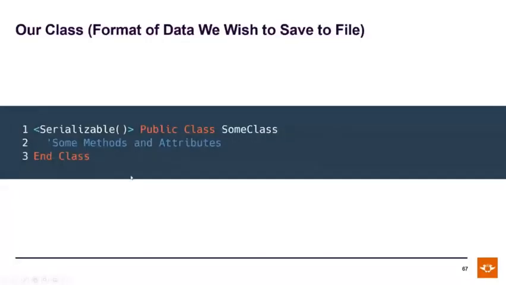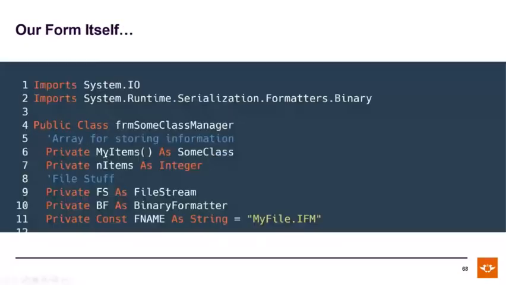So to continue, we go back to the top. Our class, our some class, needs to be given the serializable tag to allow it to be converted. If we don't do that, we can't save it to a file. Then we still have our two imports. We've got our imports.io for our file stream, and we've got our system.runtime.serialization.formatters.binary.